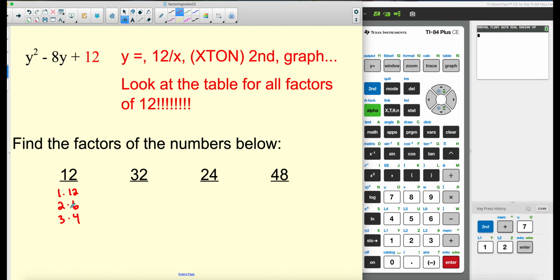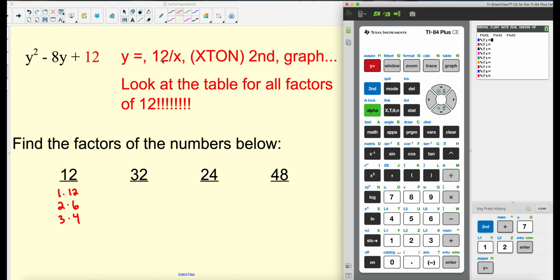But let's say you didn't know the factors of 12. So here's what we're going to do, and I put the buttons up here for you. Let's say we want the factors of 32. We don't know what they are, or we don't know all of them, and you need to know all the factors in order to factor trinomials. So here's what we do. The first button we're going to hit is the Y equals button. Well, that's right here. I used 12 as the example here, but now we want all the factors of 32. So I put 32, then I hit divided by X, which is the X, T, theta, n button. Notice how I have an X in here. And then you hit second, graph.